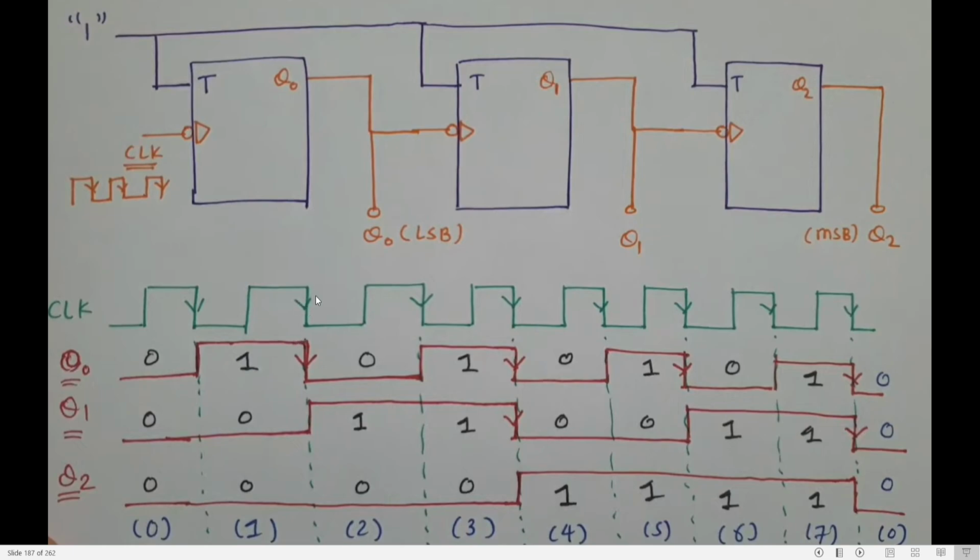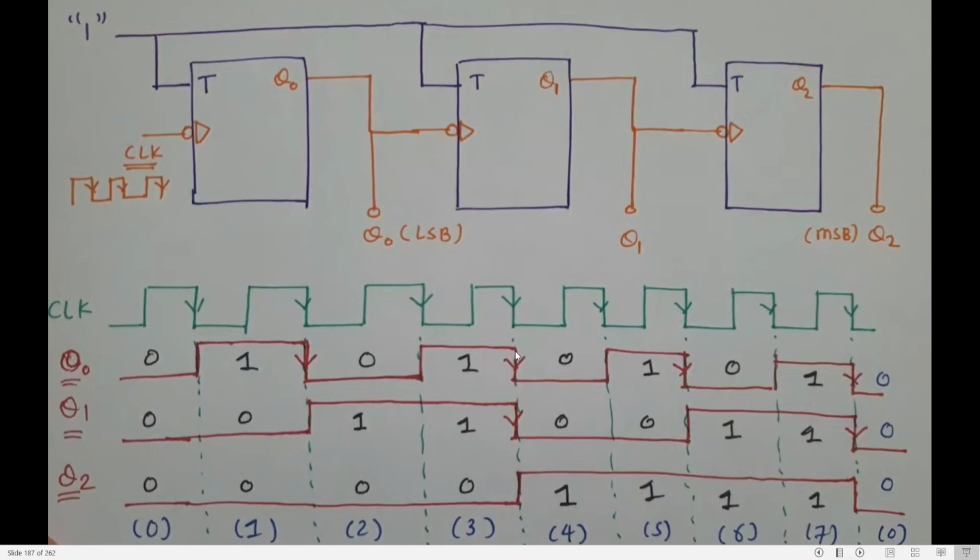Again, there is a negative edge. Whenever there is a negative edge, immediately 1 will toggle to 0. So again it will be 0 till which point? Till I get a negative edge. Since I get a negative edge, what do I have to do? 0 will toggle to 1. It will be in 1 till I get a negative edge.